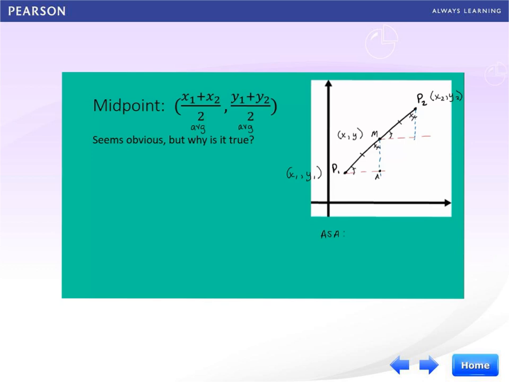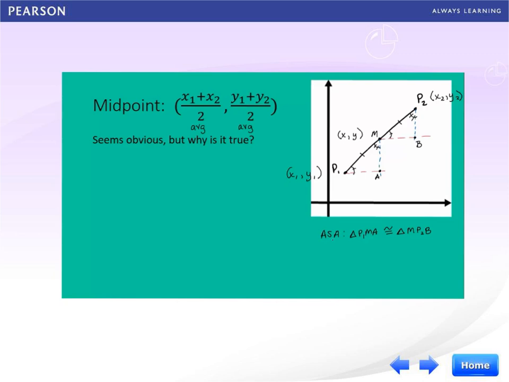Let's label these new points also so that we can name those triangles. So the triangles are P1MA and MP2B, and those are congruent. And so all their parts are congruent that correspond. That's going to help us in our proof. So now what I'm going to do is I'm going to use the other parts of the triangles to make some equations using the coordinates, and then figure out if we can prove this midpoint formula.